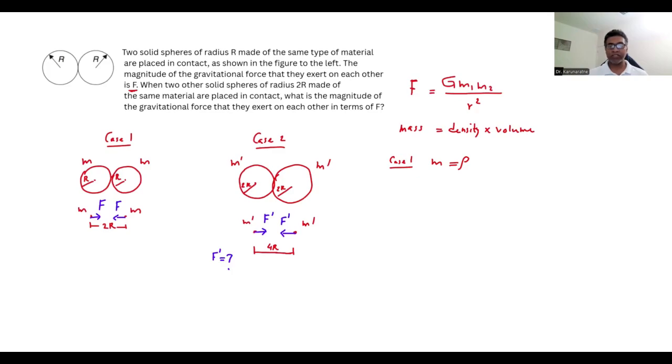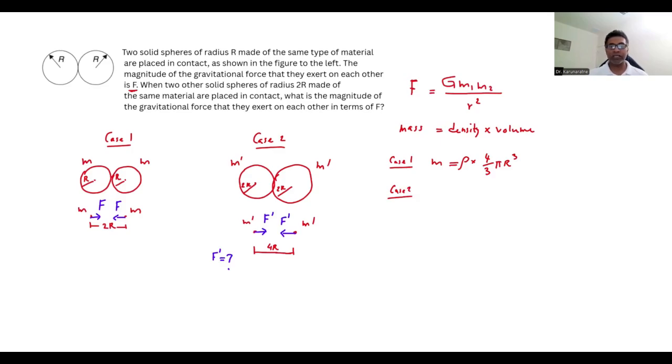Mass for the first case is equal to density times the volume of the sphere. The volume of a sphere is 4/3 pi radius cubed. So I'm going to write 4/3 pi, and the radius is big R, so R cubed. Let me call that equation 1.